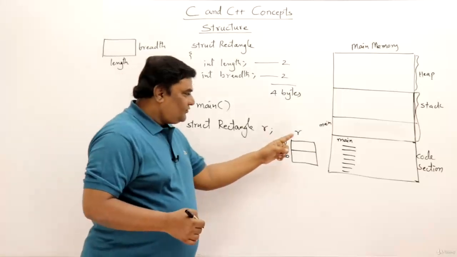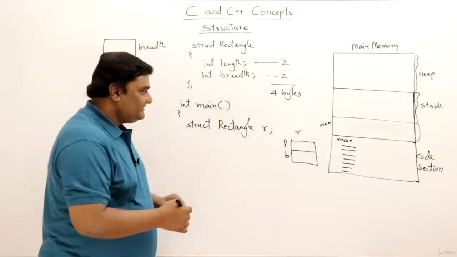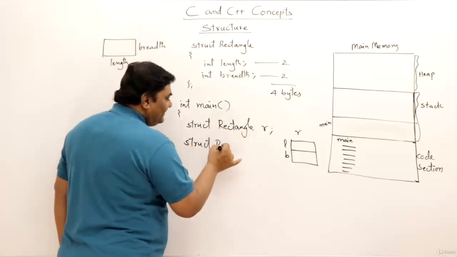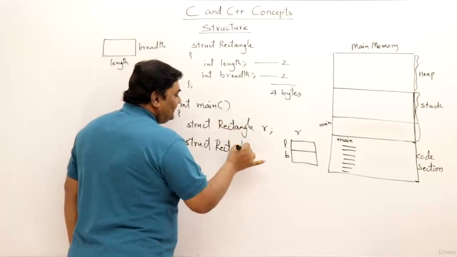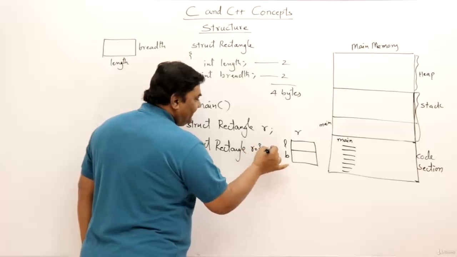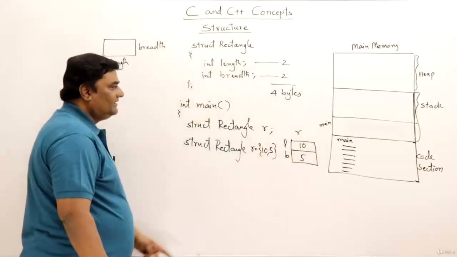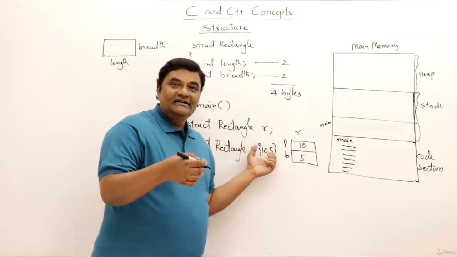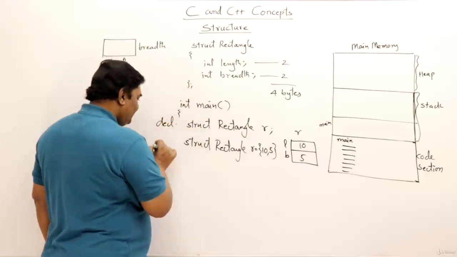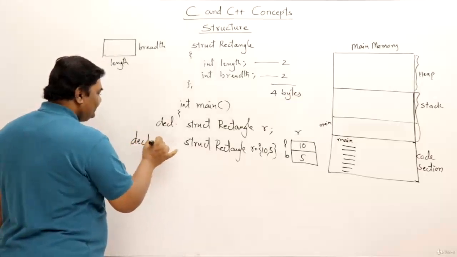Now, if I want to initialize it, I can declare and simultaneously initialize it. Let us say struct, I will rewrite the same thing, struct rectangle, and I'll use the same name, R, with values, I can say 10, 5. So length is 10 and breadth is 5. So 10 and 5 will be filled in. This is how we can declare as well as initialize. The first is just a declaration, and this one is declaration plus initialization together.